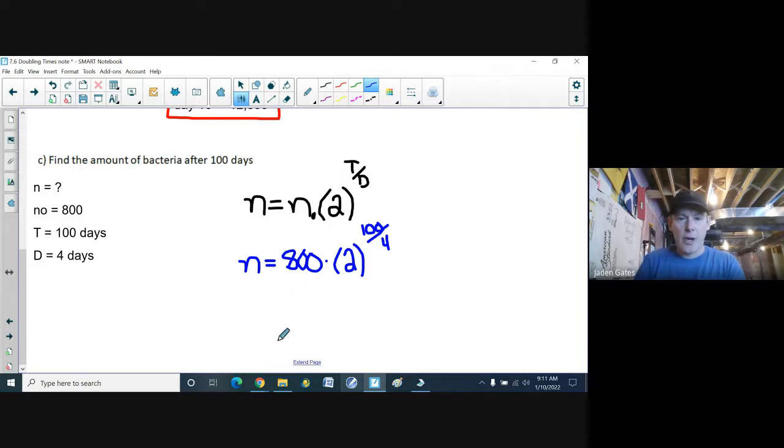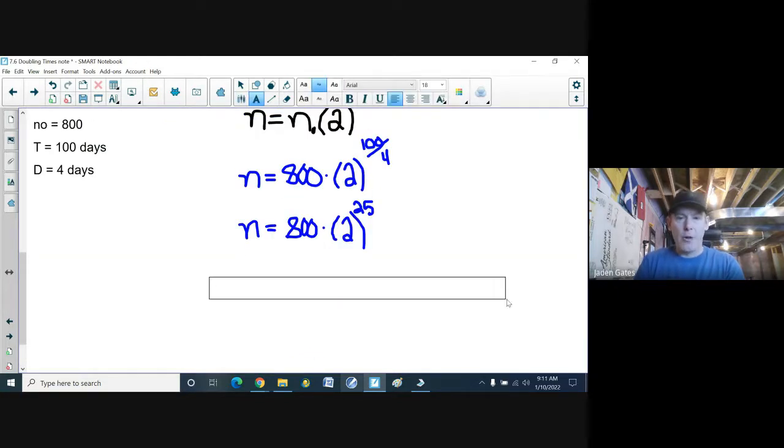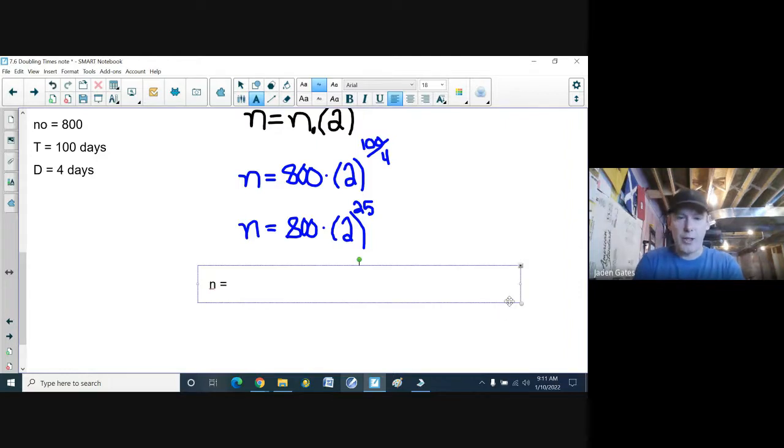All right, now I got to follow BEDMAS. So the first thing is I actually got to figure out that exponent to apply it. So I have 800 times 2, and 100 divided by 4 is 25. All right, now to follow BEDMAS and do my exponent there. So I have 800 times 2 to the power of 25.